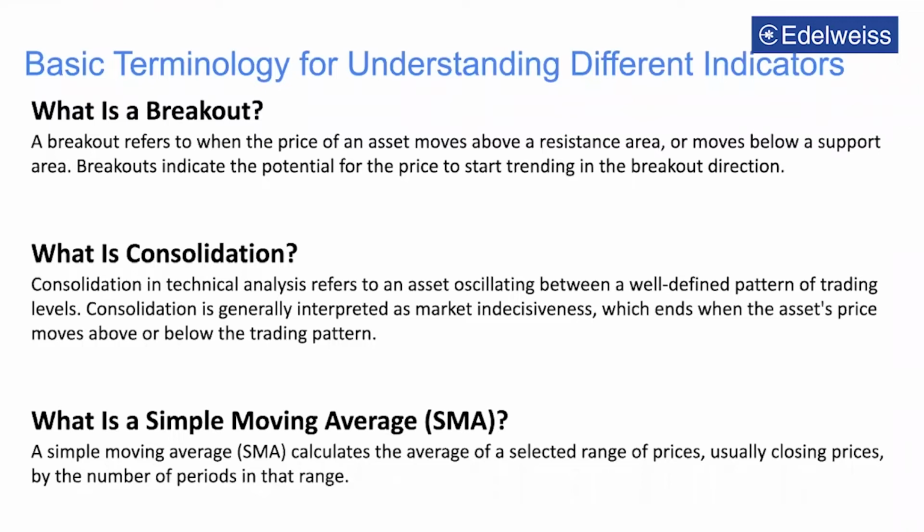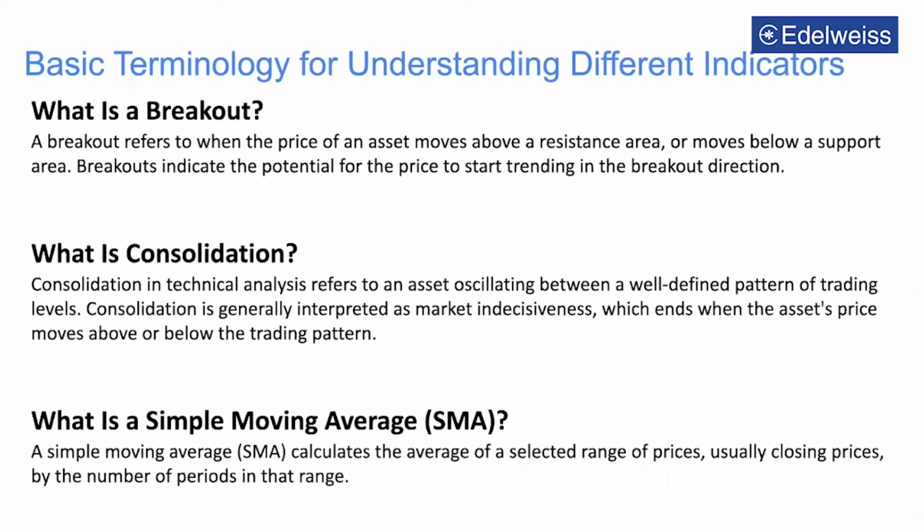What is consolidation? Consolidation is a technical analysis term, which means an asset is oscillating between a well-defined pattern of trading levels. So consolidation is when an asset moves within some range of value. Let's take an example of ITC. For the past 4 months it has been in the range of around 220 to 280 rupees, and now it has shown a breakout and moved to around 295 to 297 rupees. So that is what a breakout looks like. And for consolidation, let's consider Hero MotoCorp. Hero MotoCorp has been in the consolidation zone for quite some time.